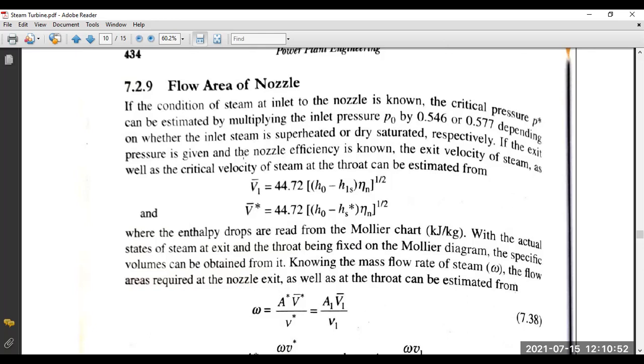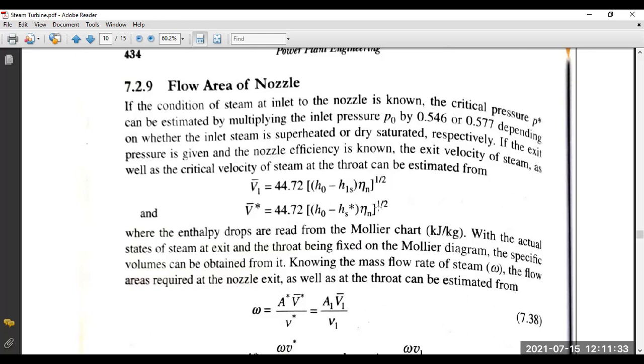If the exit pressure is given, the nozzle efficiency is known, and the exit velocity of the steam as well as the critical velocity of the steam at the nozzle can be estimated from V1 = 44.72 √[(H0 − H1s) × efficiency of the nozzle], and the velocity of the flow at the critical position is V* = 44.72 √[(H0 − Hs*) × efficiency], where Hs* is the isentropic enthalpy at the critical position.